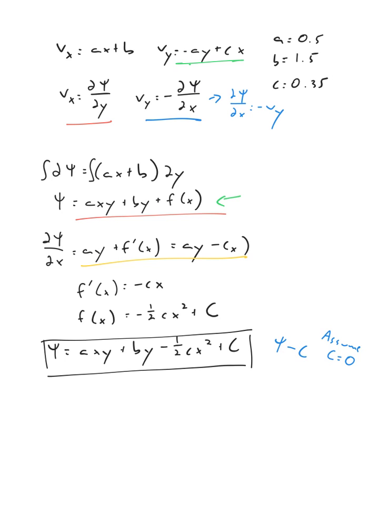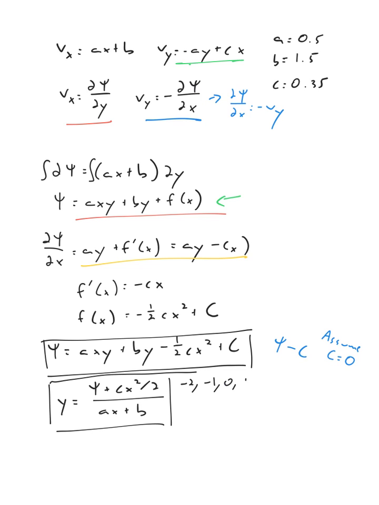Okay. And then we solve for y, which ends up being y is equal to psi plus cx squared over 2, all over ax plus b, like this. Okay, so you take this and you plot it using different values of psi. So just pick different values of psi, -2, -1, 0, 1, 2, that would be fine. And then you just plot y versus x for those, and that's how you find your streamlines.